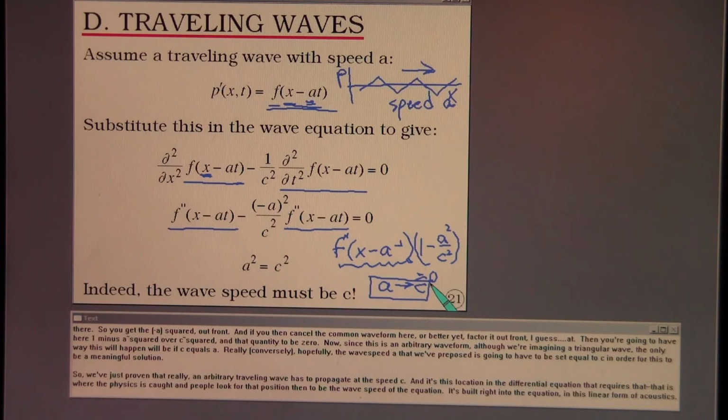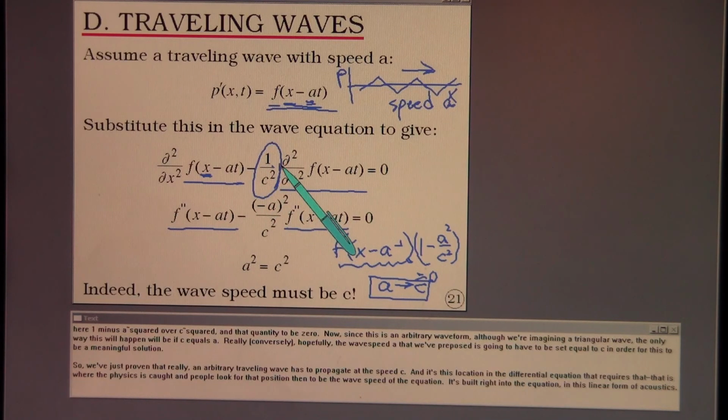So we've just proven that really an arbitrary traveling wave has to propagate at the speed c. And it's this location in the differential equation that requires that. That's where the physics is caught, and people look for that position then to be the wave speed of the equation. It's built right into the equation in this linear form of acoustics.